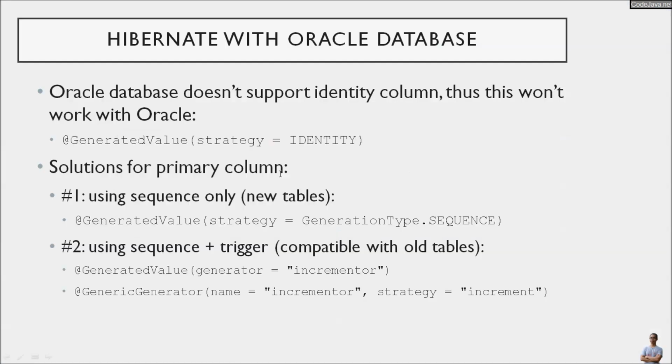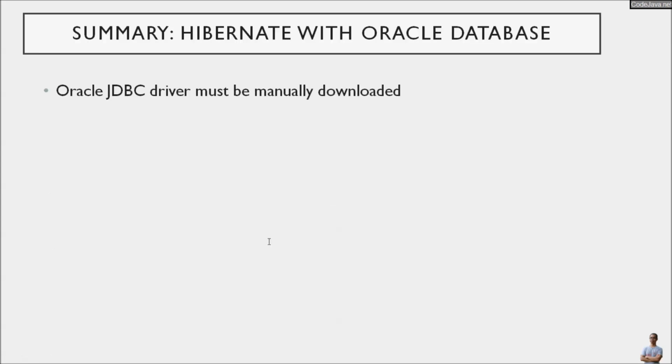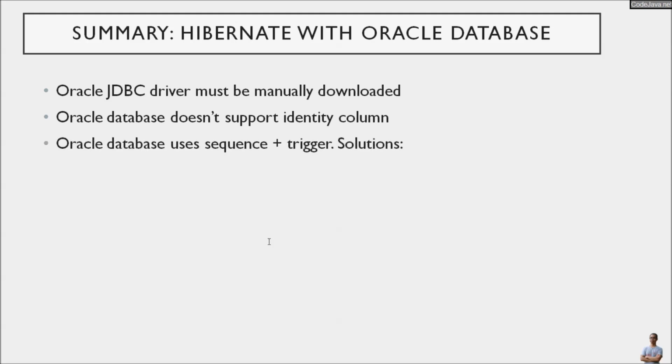So that's two solutions. The first one uses sequence, which is suitable for new tables, and the second solution uses sequence and trigger, which is compatible with all tables. So to summarize, to use Oracle with Hibernate framework, note that the Oracle JDBC driver must be manually downloaded, and Oracle database doesn't support identity column, so we need to use sequence with two solutions. The first one uses strategy sequence, and the second strategy is increment.